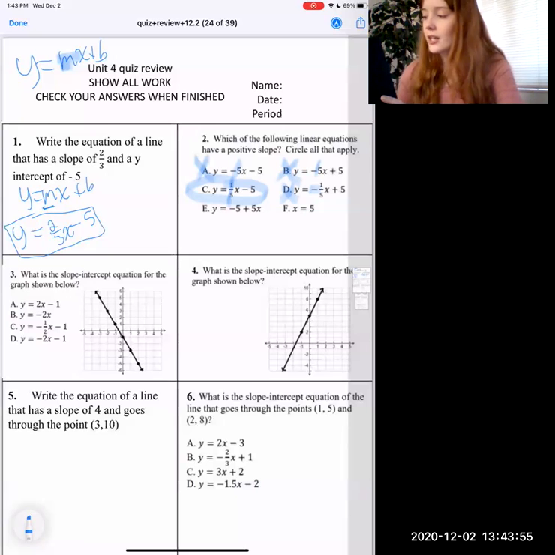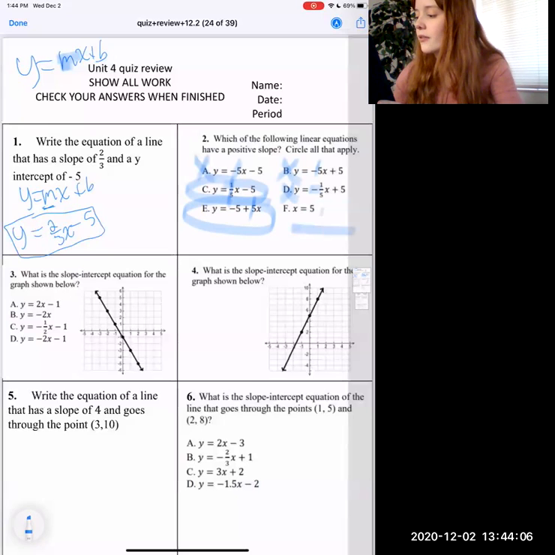E, this one's tricky. Our slope is not -5, it's the number in front of the x, which is +5. So yes. X is equal to 5. This is the equation of a line that is undefined. So there's no slope, so it's not necessarily positive. So no, not correct either. Let's go to number 3, sorry.